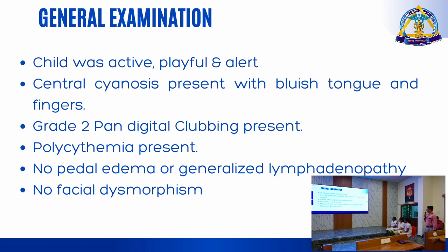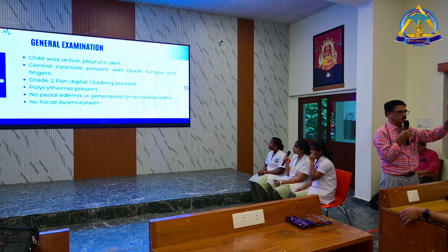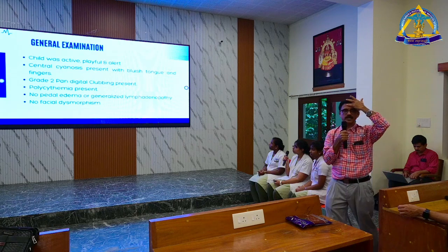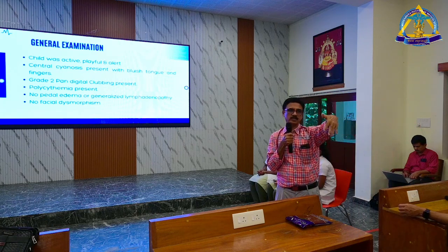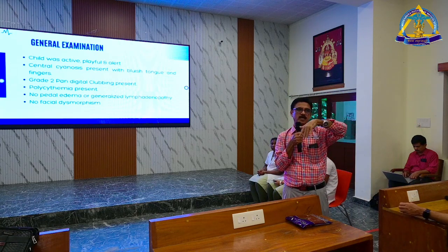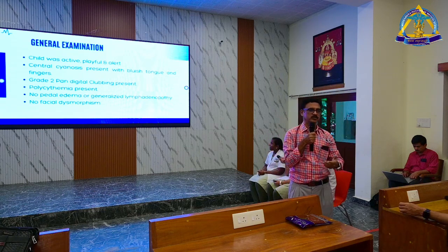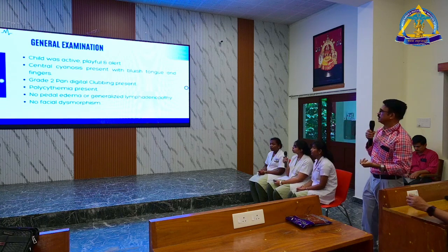General examination: the child was active, playful and alert. Central cyanosis present with bluish tongue and fingers. Grade 2 pan-digital clubbing present, polycythemia present, no pedal edema or generalized lymphadenopathy, no facial dysmorphism. So that clearly says that it is not a syndromic child. And what is the common syndrome? What we have told is the DiGeorge syndrome. And there are some microdeletion syndromes, microdeletion syndrome, that is the DiGeorge. And there can be Down syndrome, there can be Patau syndrome, and trisomy 18, 13, all these things are associated with congenital heart disease.